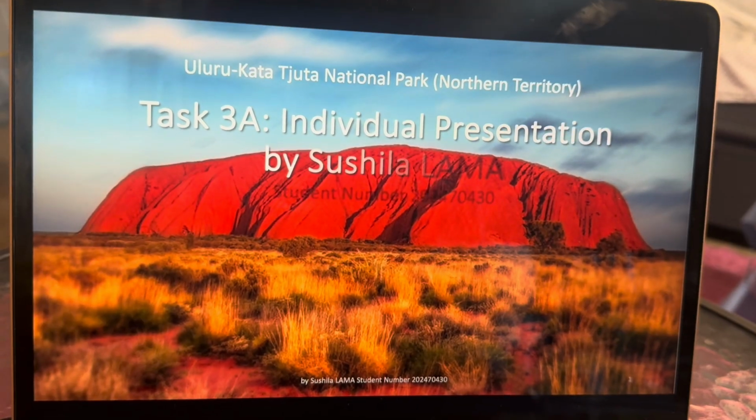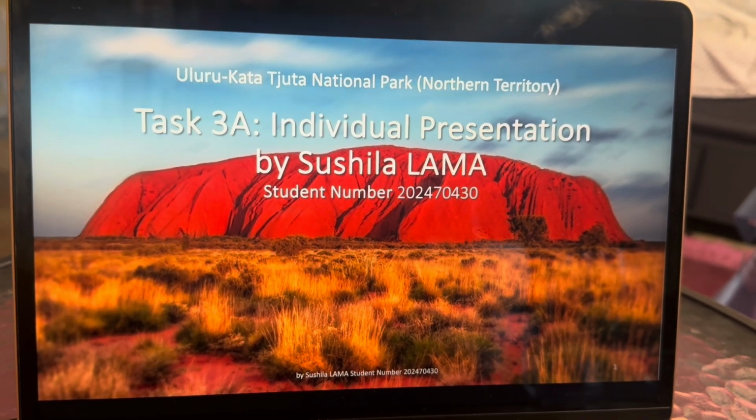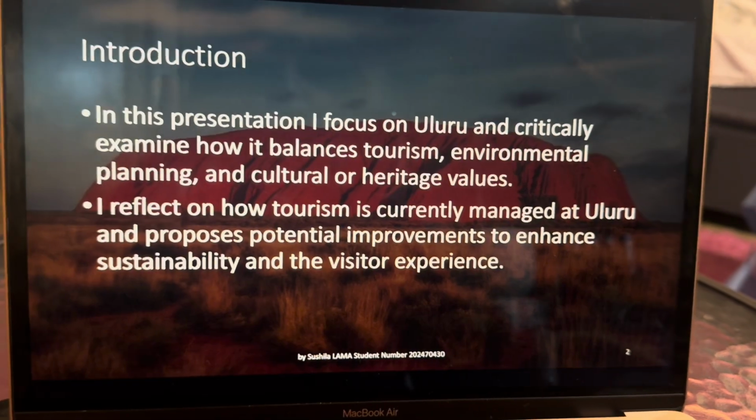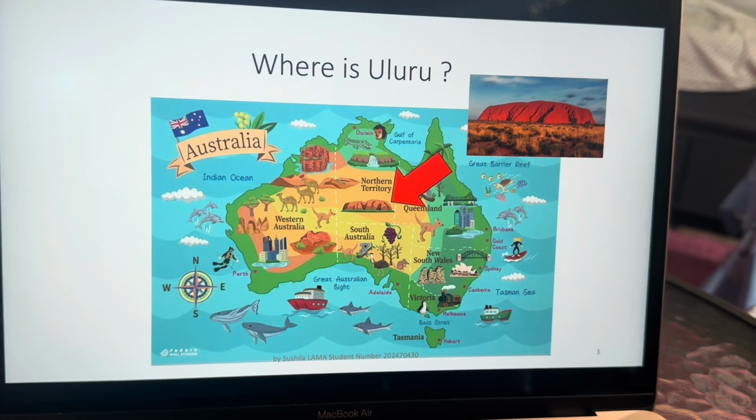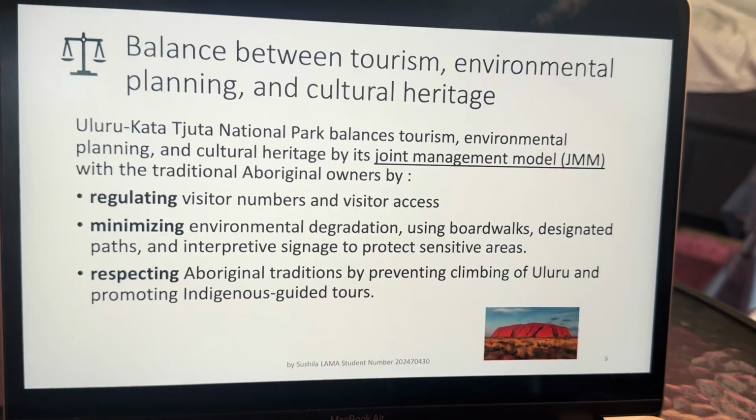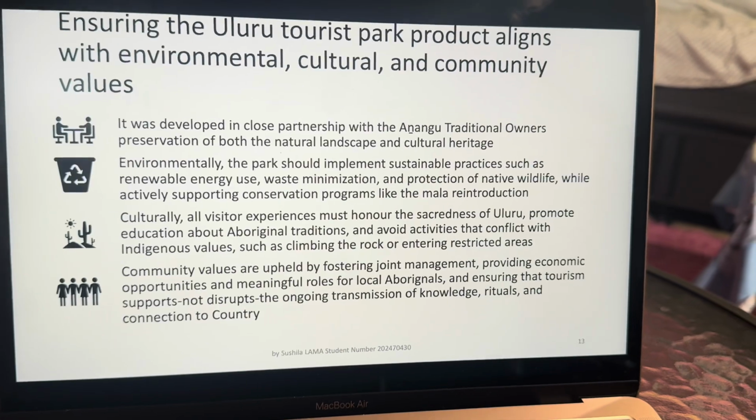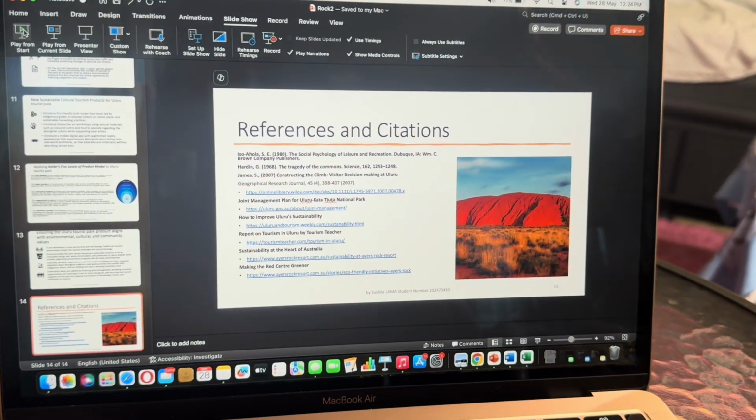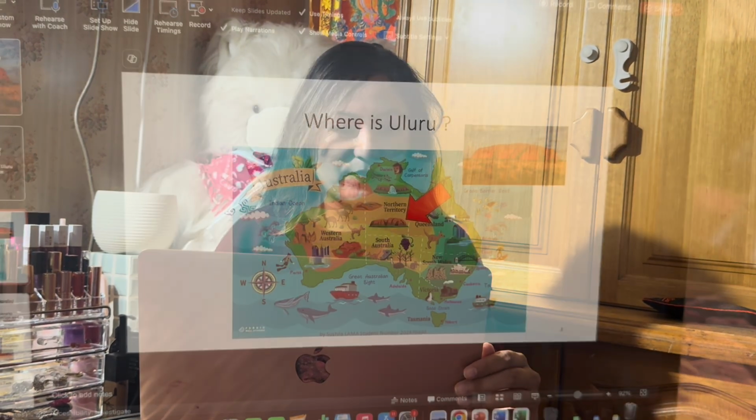So this is the topic of my presentation that I'm going to describe. Introduction. Where is Uluru? This is the map. In this presentation, I focus on Uluru and critically discuss how it balances tourism, environmental planning, and cultural or heritage values. I reflect on how tourism is currently managed at Uluru and propose potential improvements to enhance sustainability and the visitor experience.